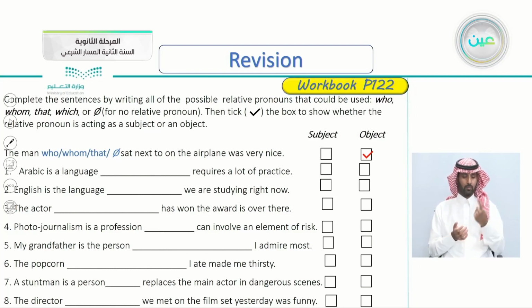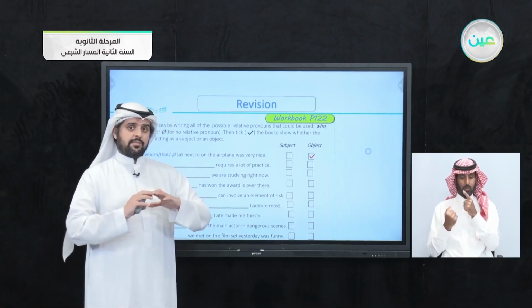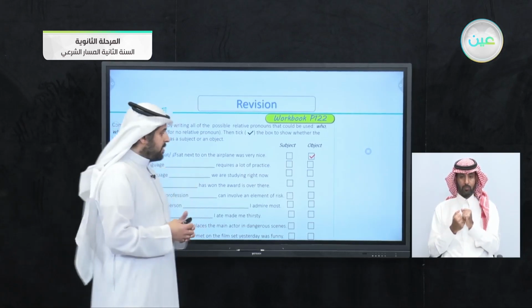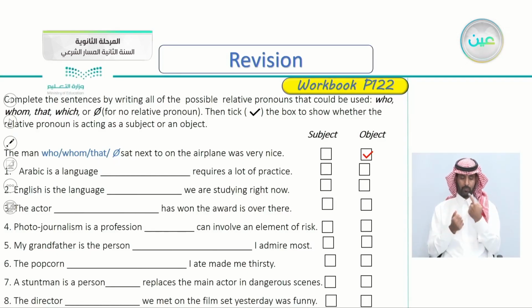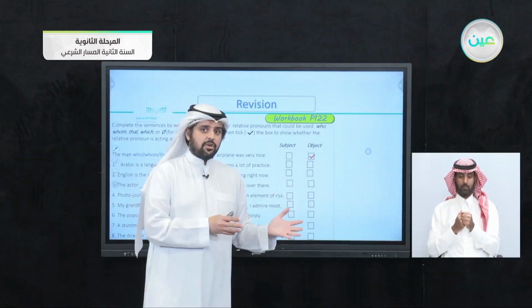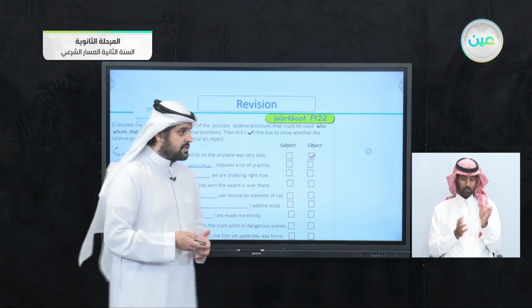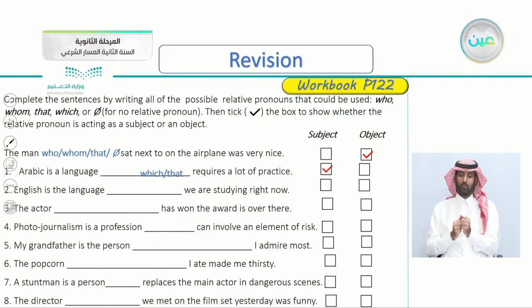Number one, Arabic is a language that requires a lot of practice. Arabic is a language, we're talking about the Arabic language here. So yes, which or that, because it's a thing, so we say which or that requires a lot of practice. So is it a subject or an object here, the Arabic language? Yes, it is a subject, which means that it can't be omitted.